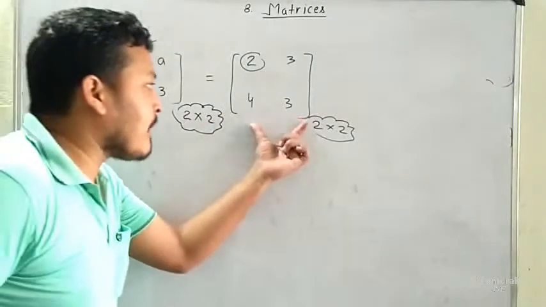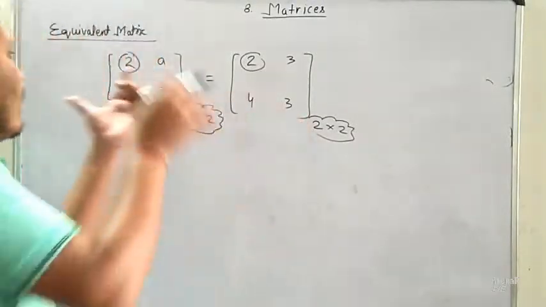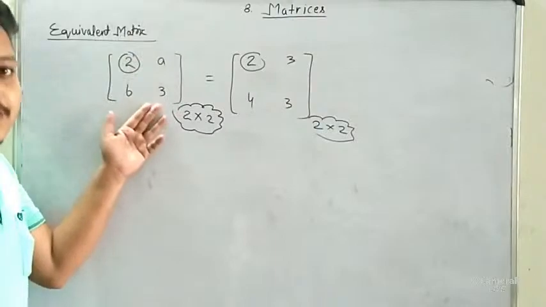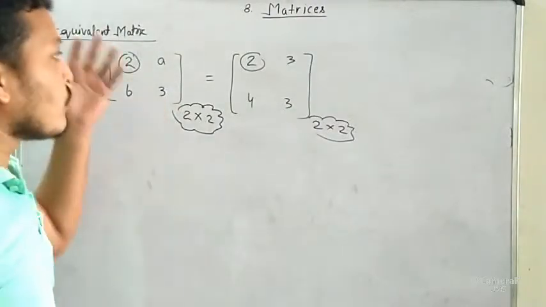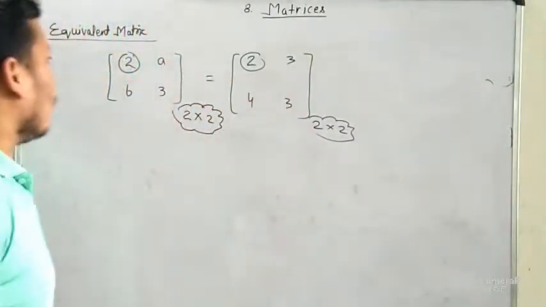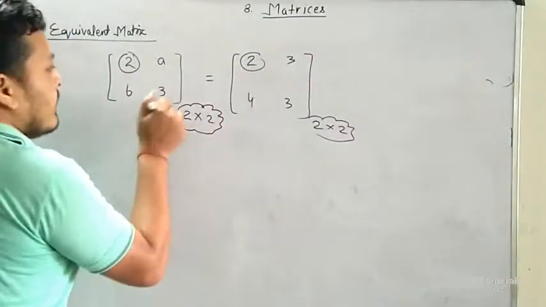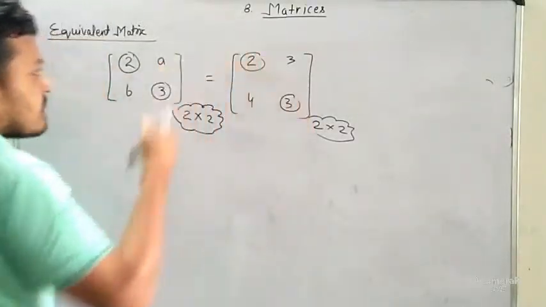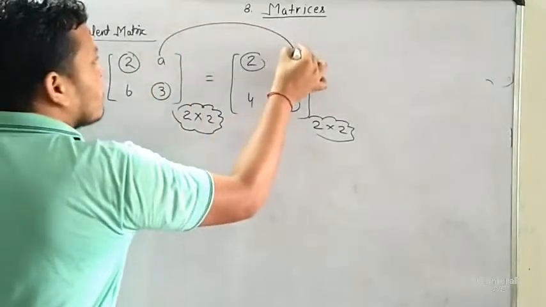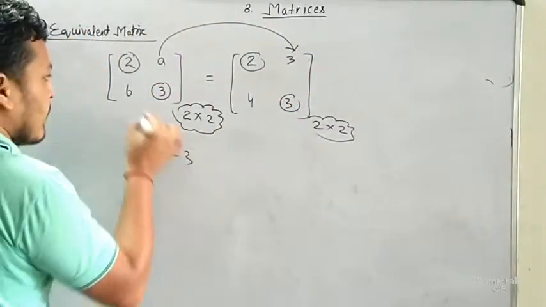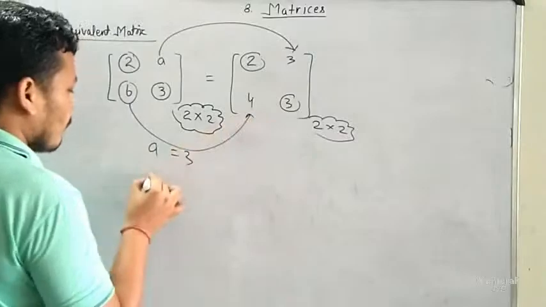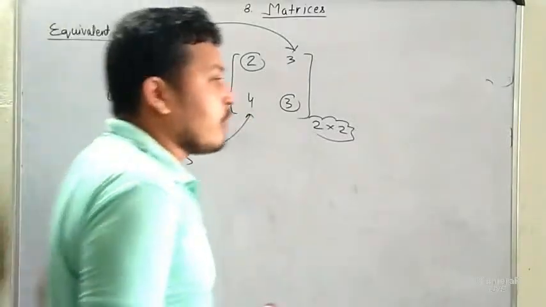When you take this matrix and keep it above the first matrix, when you make it overlap, 2 will remain the same. 3 is 3. So what is the value of A? The value of A is equal to 3 and the value of B is equal to 4. So this condition is known as equivalent matrix.